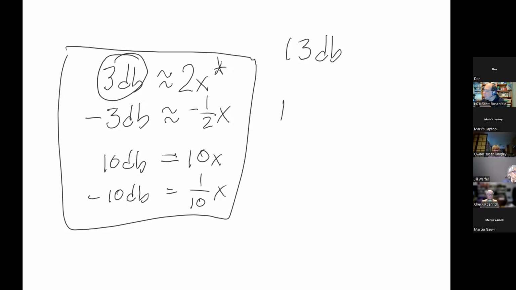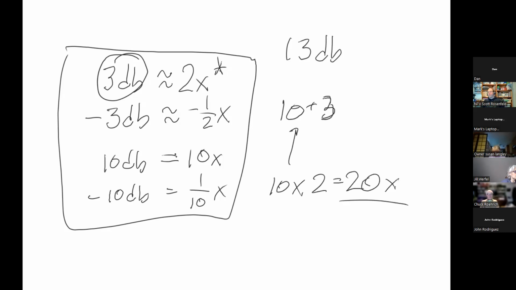10 and 3. And what happens when you have a 10? 10 times. And how about when you have a 3? 2 times. Double. That's it.